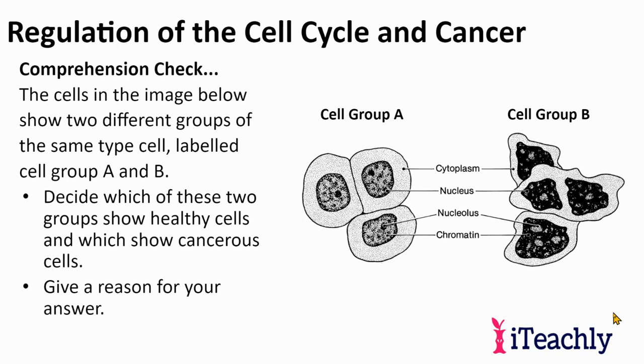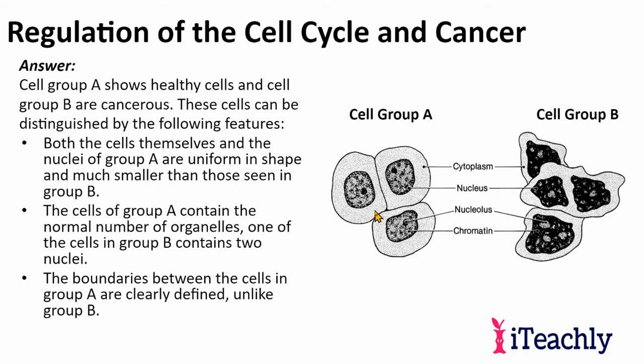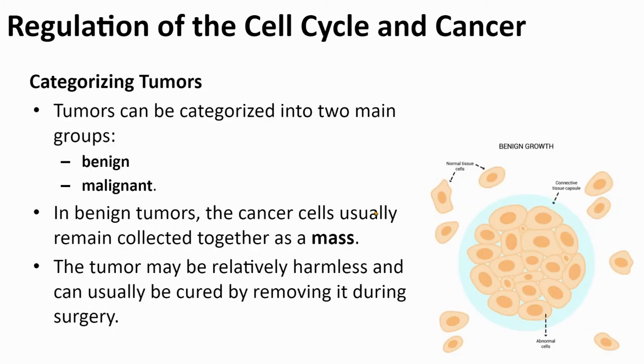Okay, so comprehension check. The cells in the image below show two different groups of the same type of cell labeled cell group A and cell group B. Decide which of these two cell groups show healthy cells and which show cancerous cells. So these are healthy. These have more cytoplasm, a smaller nucleus, they're regularly shaped. This one is irregularly shaped, it has long nuclei, they're clumped, they're not organized, things like that. Okay, so I'm going to skip over that.